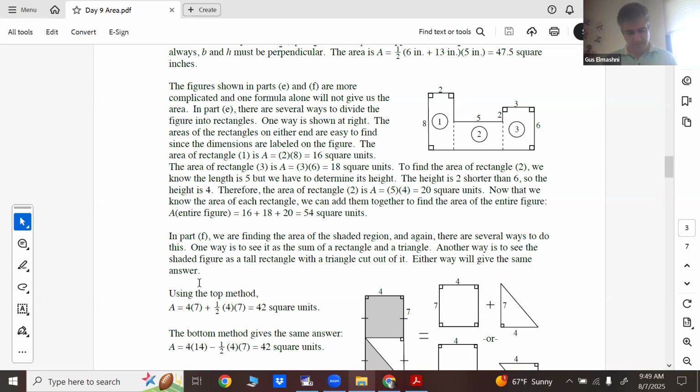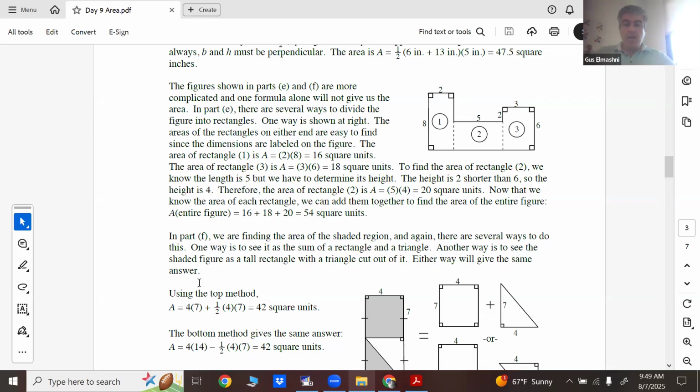To find the area of rectangle 2, we know the length is 5, so we need to determine the height. The height is 2 shorter than 6, so the height is 4. Therefore, the area of rectangle 2 is 5 times 4, which is 20 square units. Now that we know the area of each rectangle, we add them together to find the area of the entire figure: 16 plus 18 plus 20, which is 54 square units.